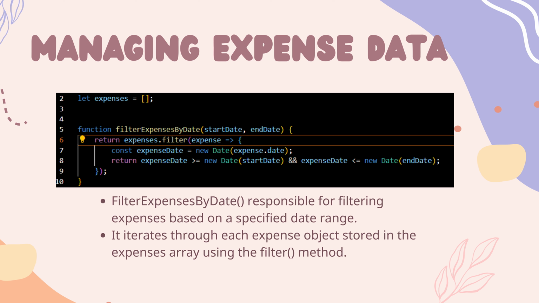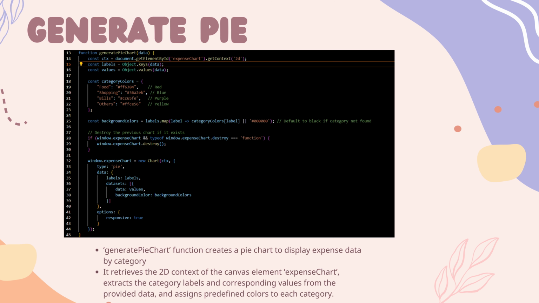Next, this code is explaining the managing of expenses data. In line 2, an empty array named expenses is initialized to store individual expense records. Next, it defines the function named filterExpensesByDate, responsible for filtering expenses based on the specified date range. Inside this function, it iterates through each expense object stored in the expenses array using the filter method. For each expense, it converts the date property to a date object, then checks if it falls within the provided start and end dates. If it does, the expense is retained in the filtered array. This function effectively allows the user to retrieve expense records within a specific time period.